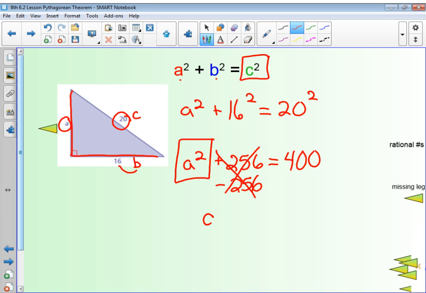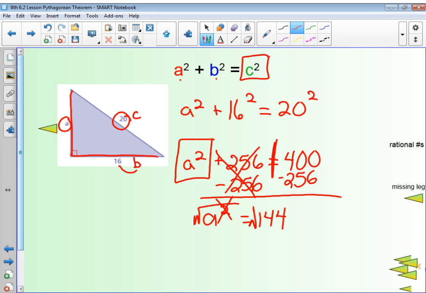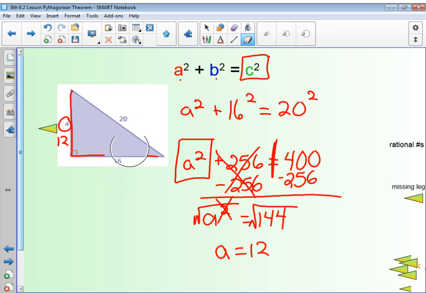Okay, so now I just have the A squared over here, but whatever I do to one side of the equal sign, I have to go to the other side and do minus 256. Okay, so 400 minus 256 gives me 144. Okay, now I still want to get it to just be an A. So to get rid of that squared, I'm going to do the square root to cancel that out. So the square root, because those are opposites, of 144 is 12. So I just found out that A equals 12. So my A length is 12. That makes sense. It's my shortest side.